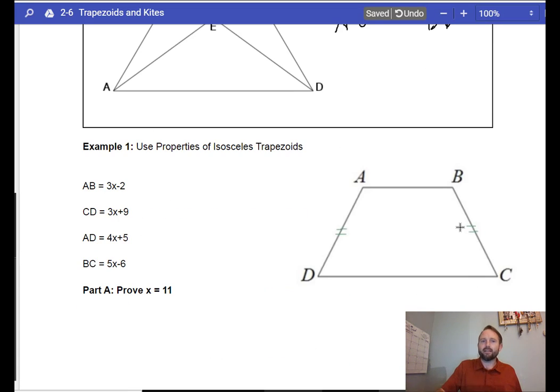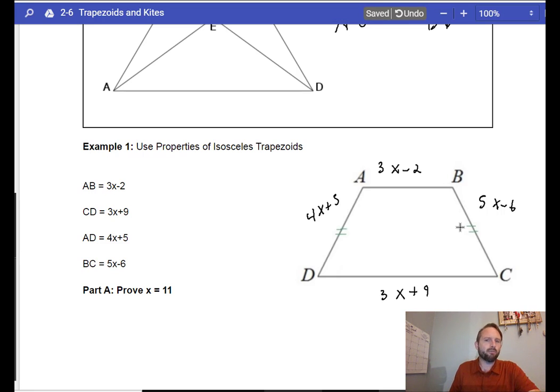So it's saying, hey, look, AB is 3x minus 2. And it's saying CD is 3x plus 9. Okay, well, that doesn't do anything. AD is 4x plus 5. Cool. And BC is 5x minus 6. Part A, prove x equals 11.